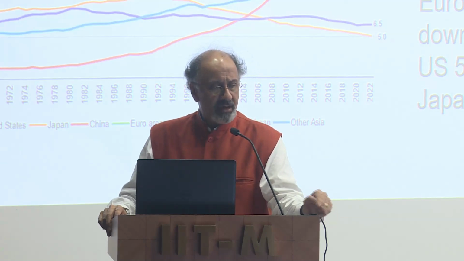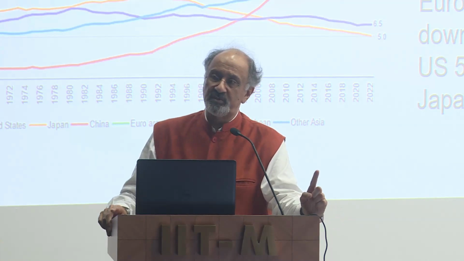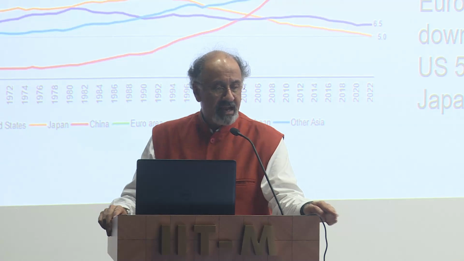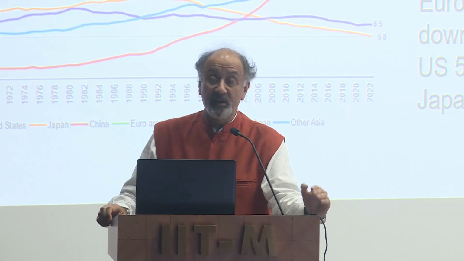And then if you look at the other lines, there's this red line that you see, that is the share of China, which has gone from about 2% to 18.2%. And then if you look at that light blue line, that's where India is, okay? So the share of India and the share of China have been going up.